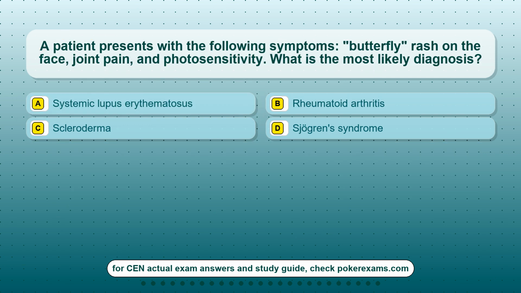Question 2. A patient presents with the following symptoms: butterfly rash on the face, joint pain, and photosensitivity. What is the most likely diagnosis? Option A, systemic lupus erythematosus. Option B, rheumatoid arthritis. Option C, scleroderma. Option D, Sjogren's syndrome.